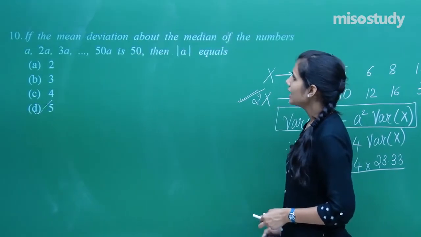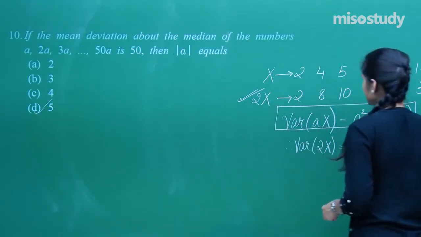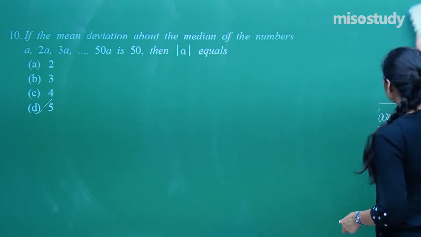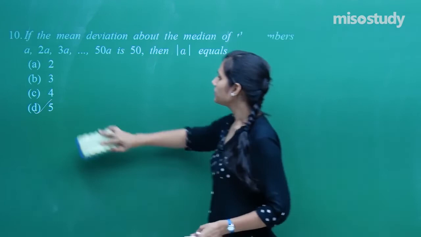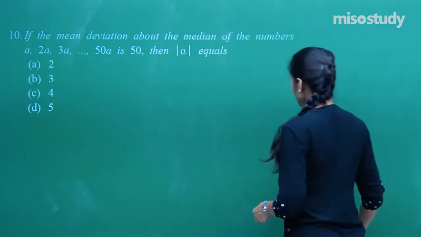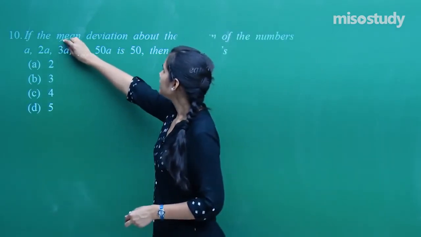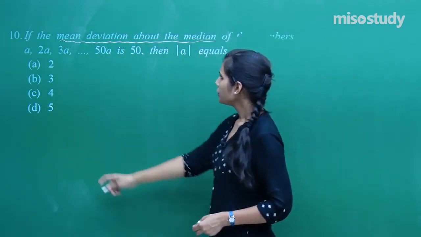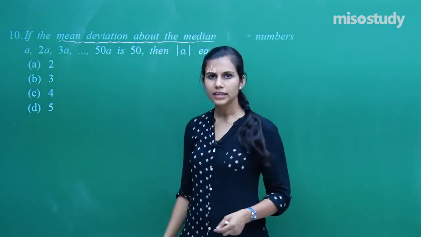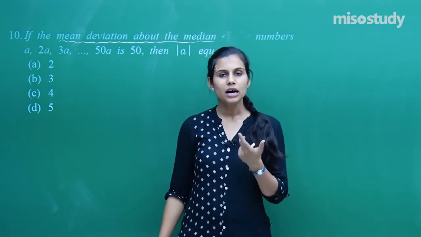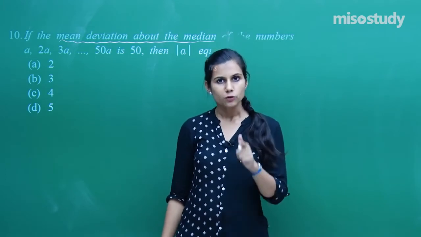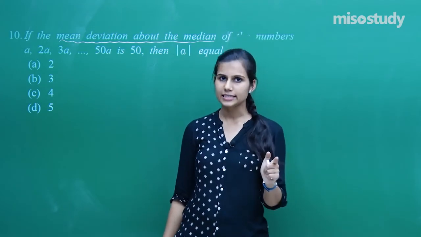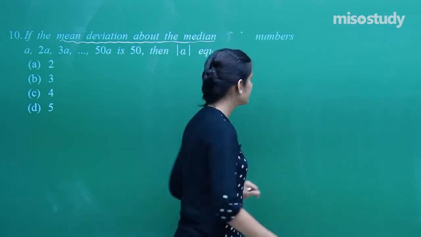Moving on to the next, we have mean deviation about median. Mean deviation about median of the numbers, this is 50. So the mean deviation about the median is already given to us. If I want to talk about the mean deviation about median, I should first know the median. How many observations are there? 1, 2, 3 up till 50. 50 observations, an even number. How to calculate the median? Half of 50 is 25. Collect the 25th term and the 25 plus 1, 26th term, and calculate their average.